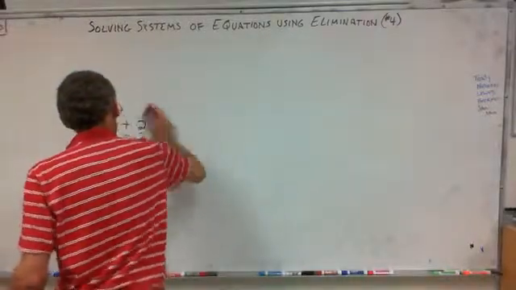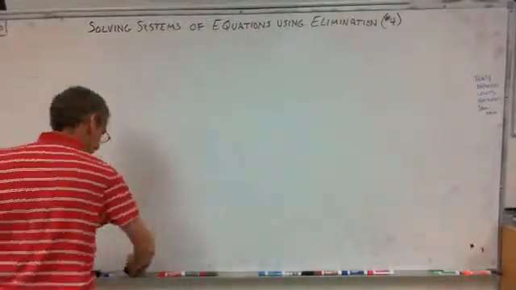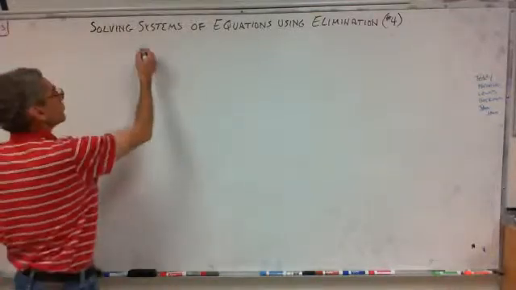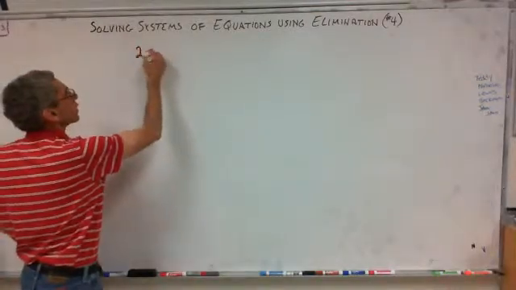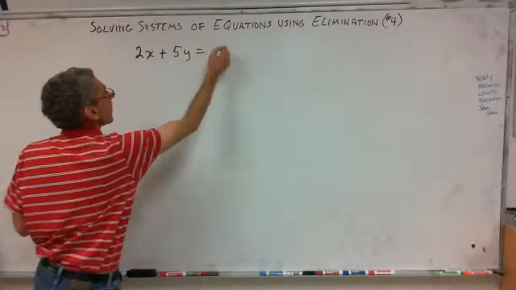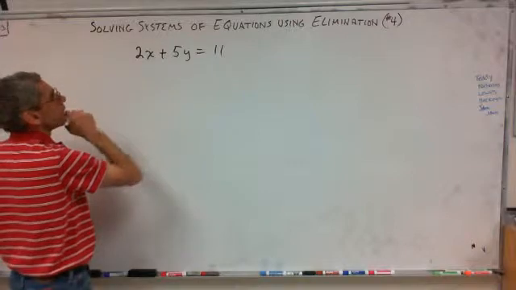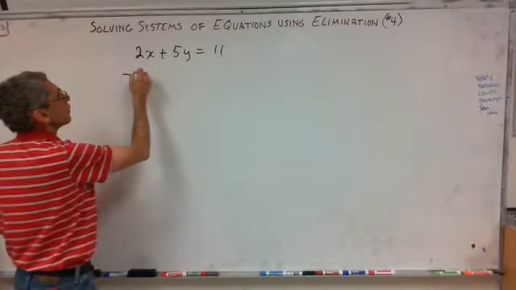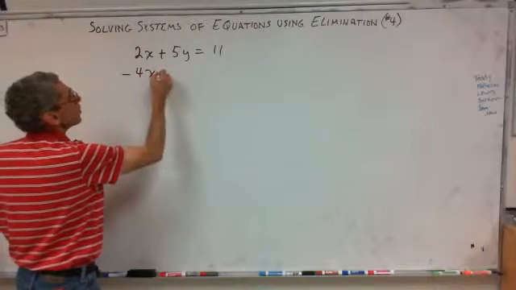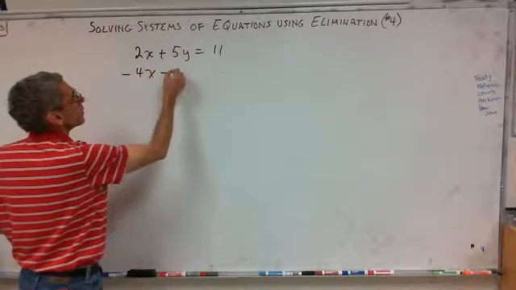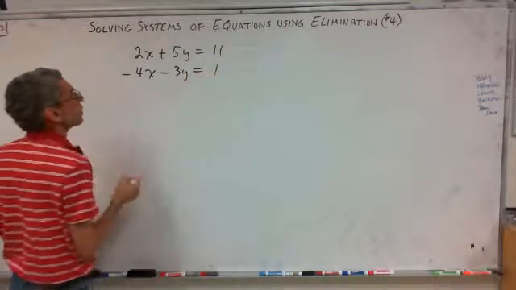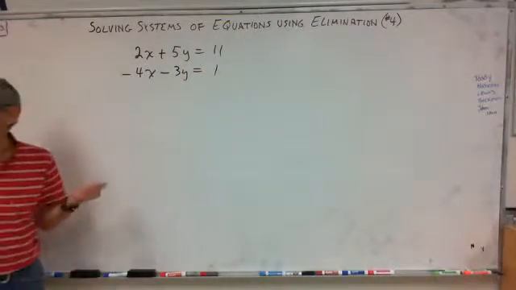I'm going to make it, let's see here. Well, I guess we'll do it like that. Let's just say 2x plus 5y equals 11 and negative 4x minus 3y equals 1. Okay, I'm just making it up.